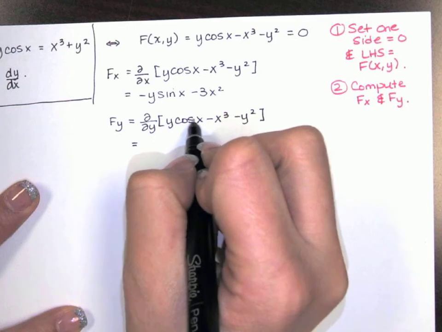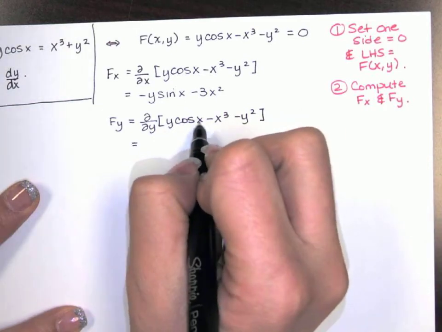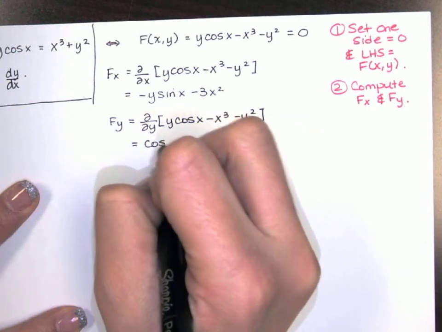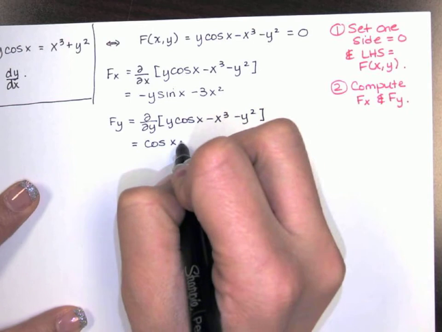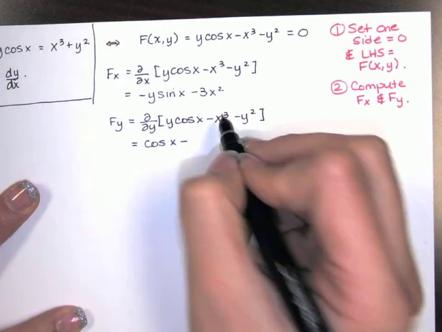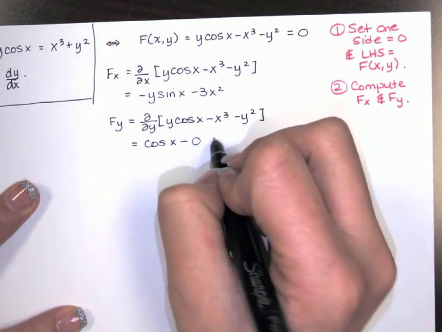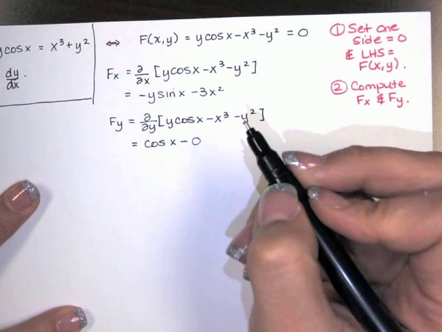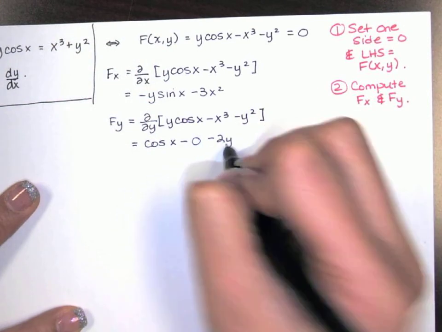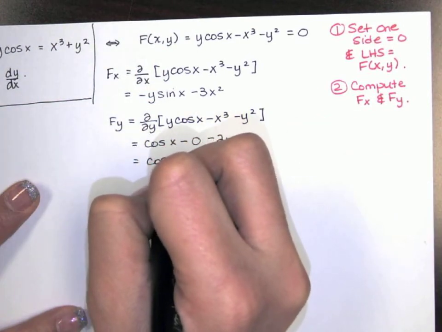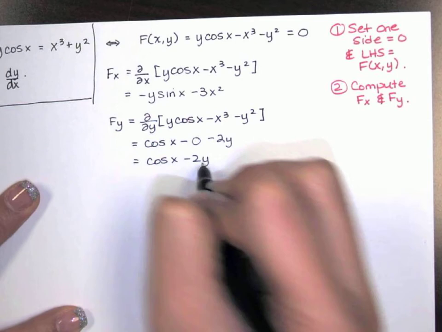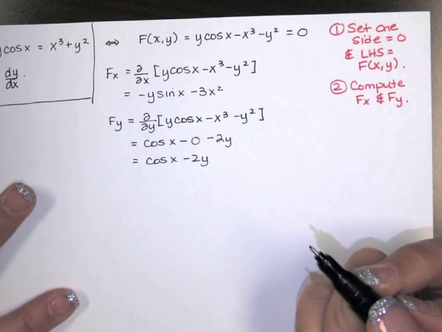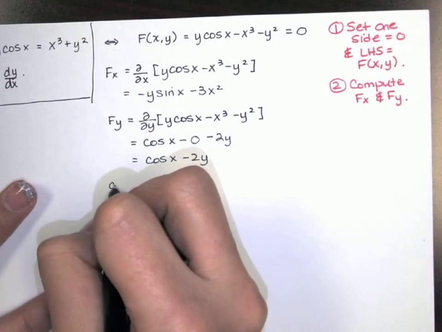Now this is just a constant times y. The derivative of a constant times y is just the constant. There are no y's here, so the derivative of x cubed is 0. And the derivative of negative y squared with respect to y is just 2y. So after you compute those two partials, you just substitute into the formula.